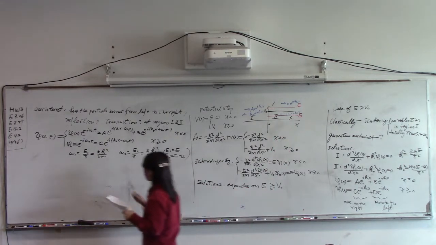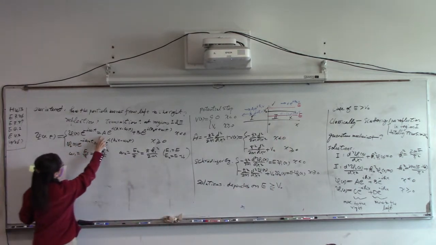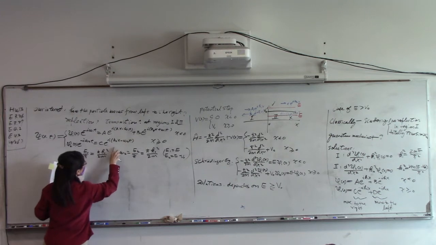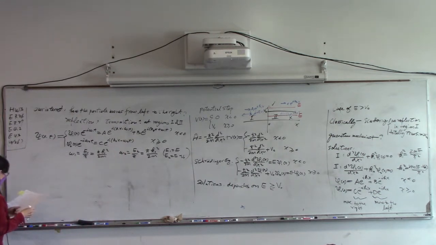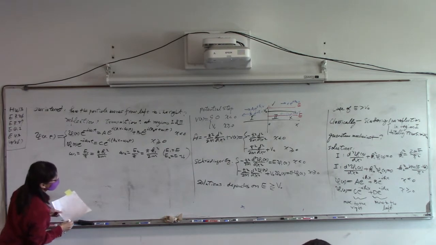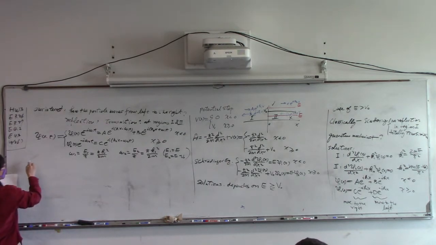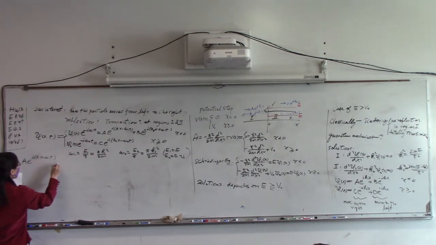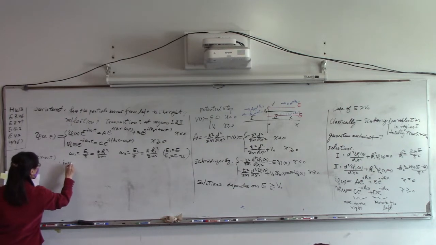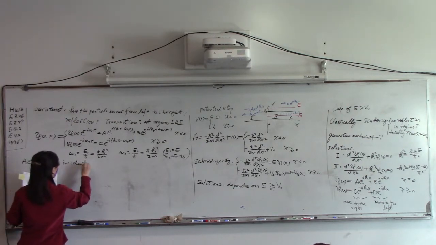Okay, so with this, you can see we already dropped that term. We just consider this: in region 1, we have a combination of incident and reflected waves, and in region 2 only the transmitted wave. So here I'm going to give a definition. This part, A e^{i(k1x - ω1t)}, we call the incident wave.